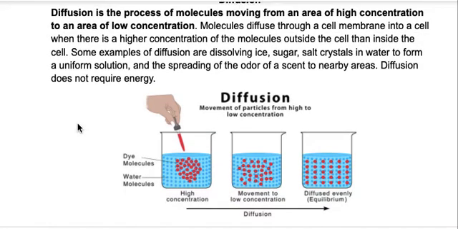Here's a picture of diffusion where a person is putting some dye in some water, and the dye is red and the water is blue. And so this is a very high concentration of dye here, and so it's going to spread out. And as it spreads out, it's going to spread out towards the low concentration and will continue to do so until the substance has completely diffused evenly. So there's an even amount of dye amongst the water, and that's called equilibrium.